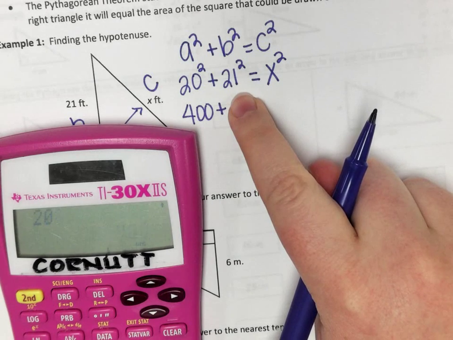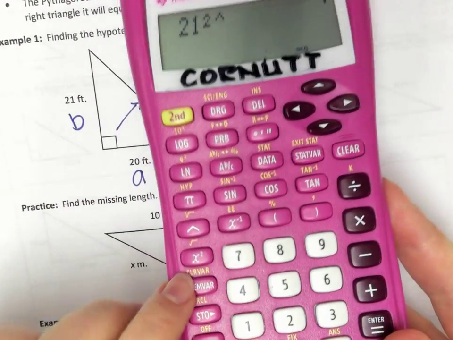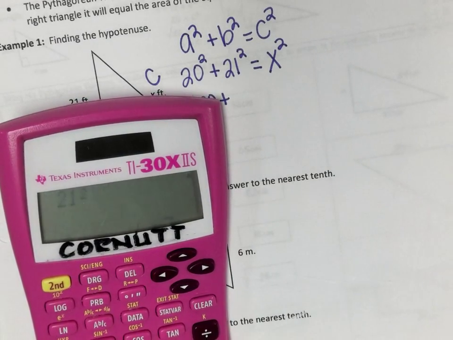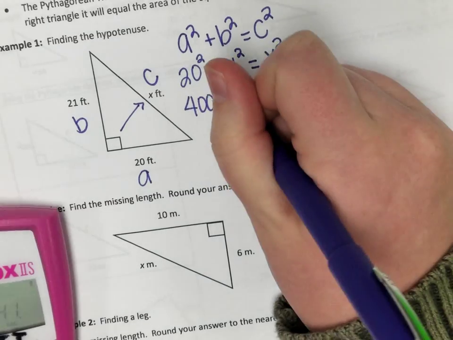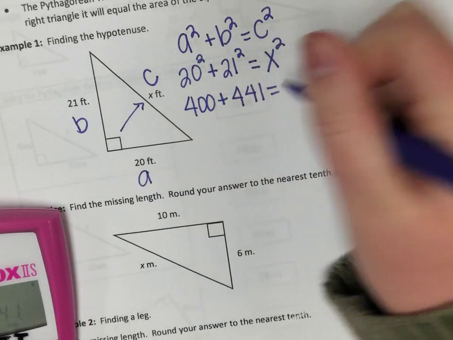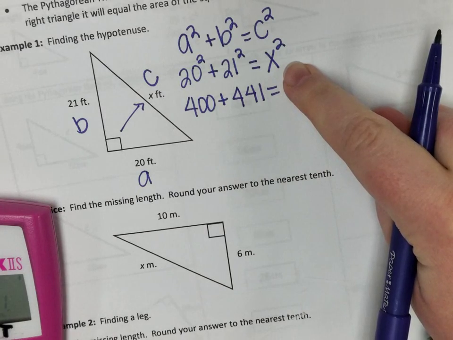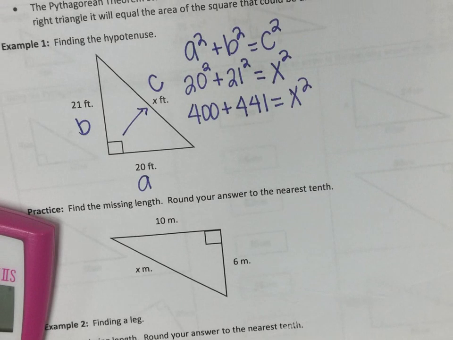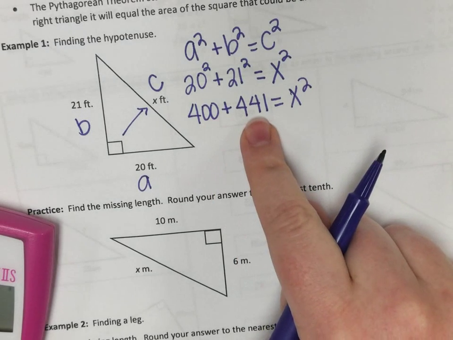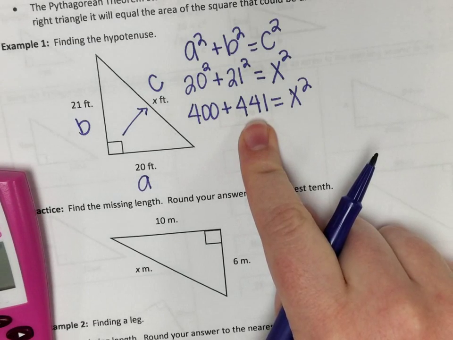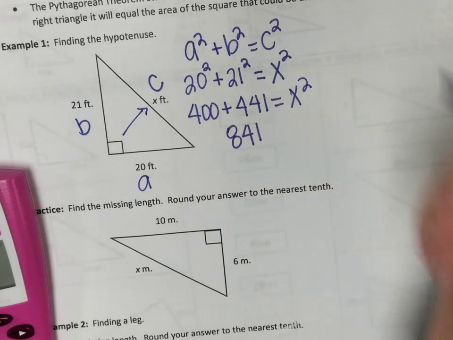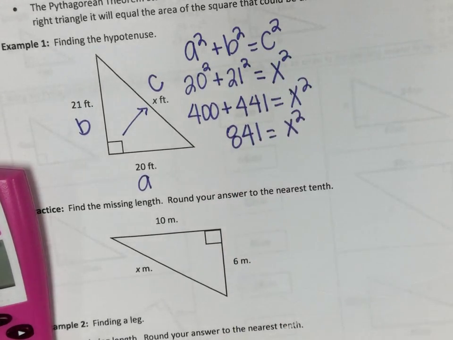21 squared. So again, 21. Make sure y'all know how to do this. Squared button on our calculator. Remember, it's this button right here, the X squared button right here. Okay, so 21 squared gives us 441. And that's going to be equal to, well, can I square X in my calculator? No, because I don't know what it is. So equals X squared. All right, these are like terms, so can't we put them together? Very good, 841. So 400 plus 441 is 841, and that's going to be equal to X squared.